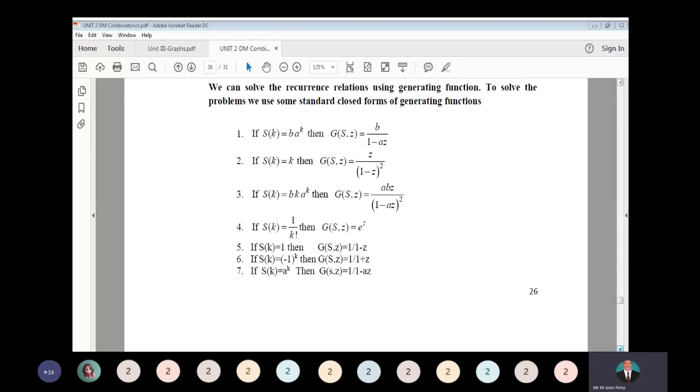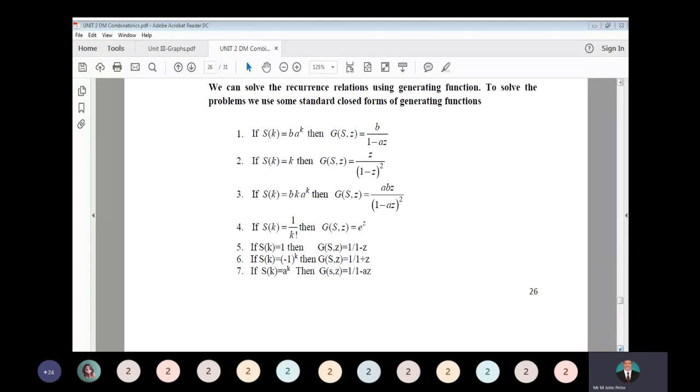If s of k is equal to k, then the generating function g of s comma z is equal to z divided by (1 minus z) whole squared. If s of k is equal to b into k into a power k, then g of s comma z equals abz divided by (1 minus az) power 2.